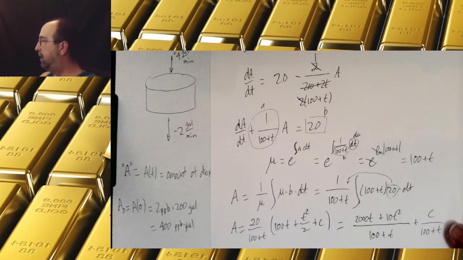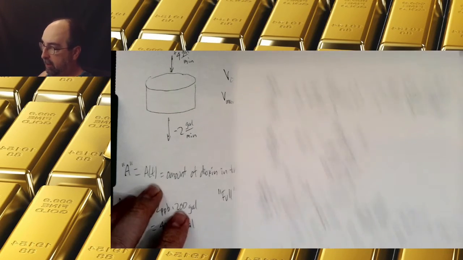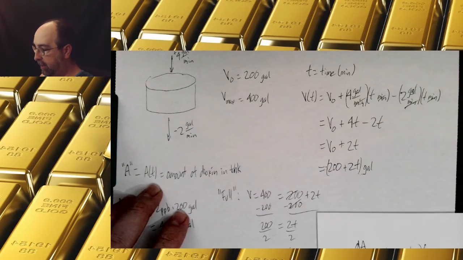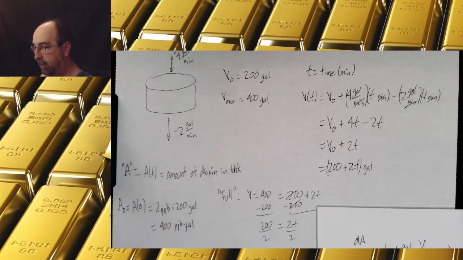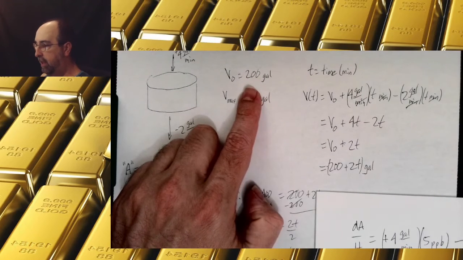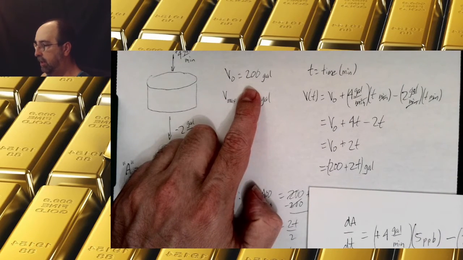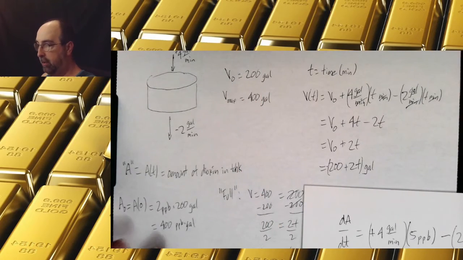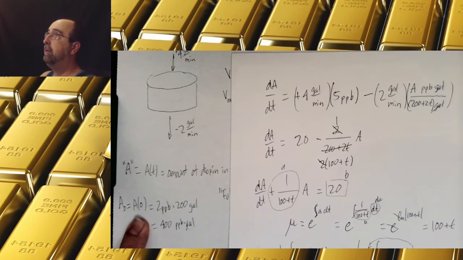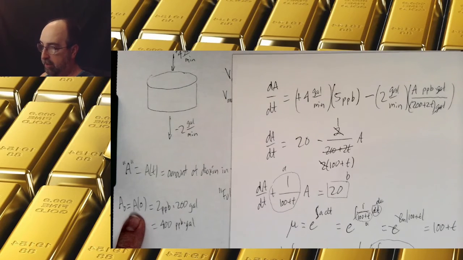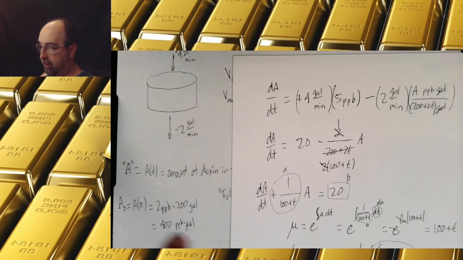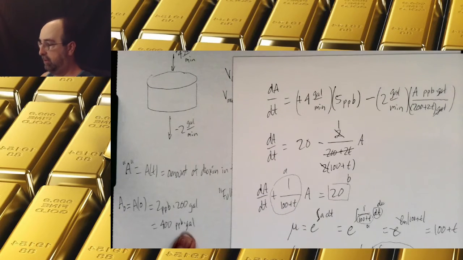So we're getting to the point now where we might be able to figure out the value of c if we knew an initial condition, like how much dioxin was in the tank and at what time that happened. I don't know if I wrote it down. I think I didn't. But the initial amount in the tank was 200 gallons. And they told us that, oh, here it is. I wrote it down here. The amount of dioxin in the tank at time 0 is this crazy expression, 400 parts per billion gallons.